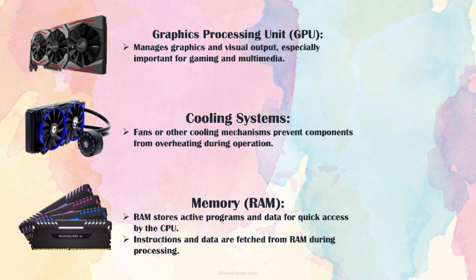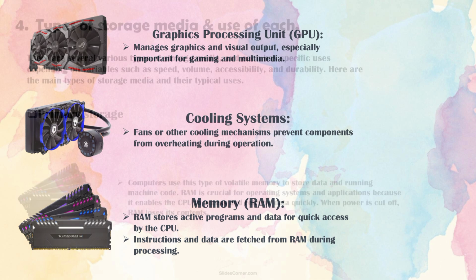Memory means RAM. RAM stores active programs and data for quick access by the CPU. Instructions and data are fetched from RAM during processing.